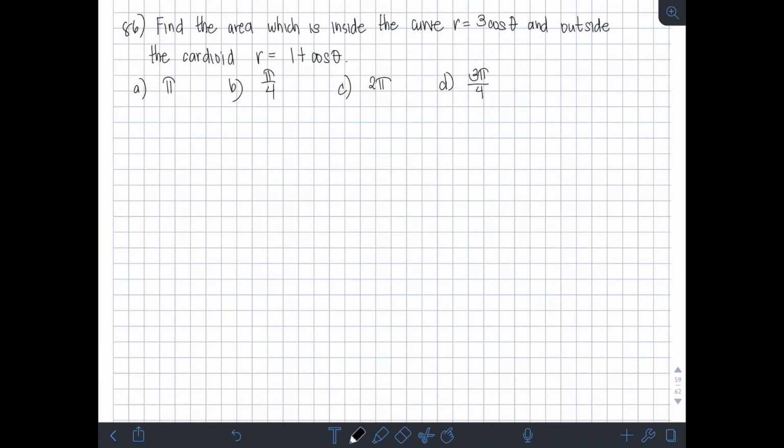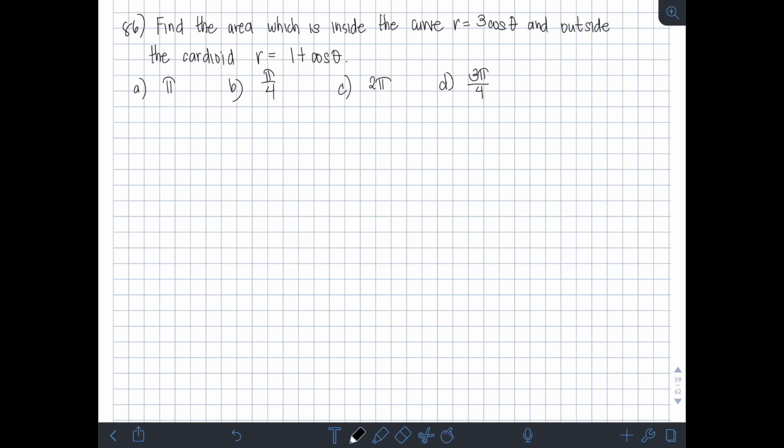Okay? Next, we have find the area which is inside the curve R equals 3 cosine theta and outside the cardioid R equals 1 plus cosine theta. Okay, so finding the area bounded by two polar curves. Okay? So, same lang din naman to sa paghanap ng area bounded by functions in rectangular coordinates. Yun nga lang, meron tayong ibang formula.